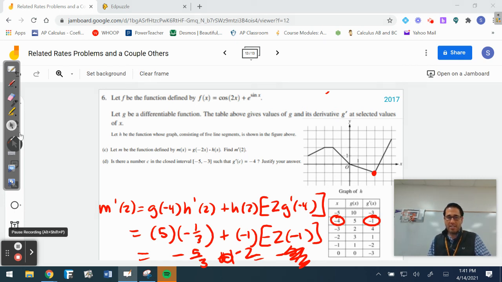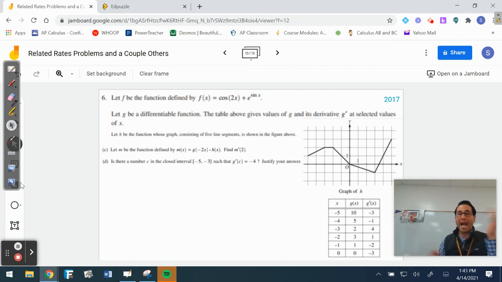Hang on 1 second. Let's double check my math. I just noticed I finished that problem and I had it paused. Holy shamoly. All right, here we go. All right, that means I got to redo this thing over again.